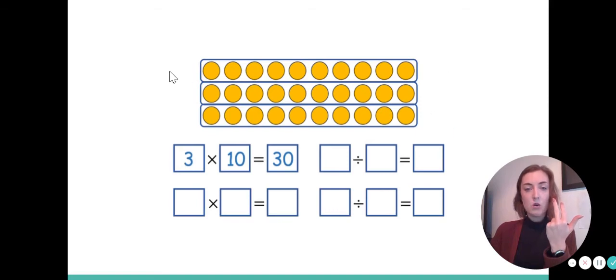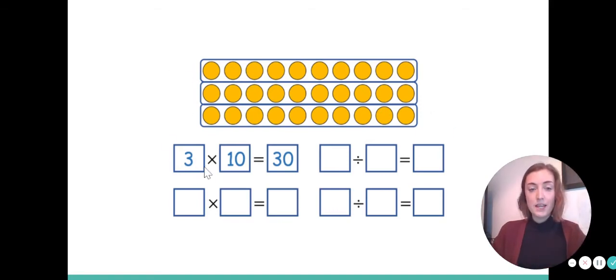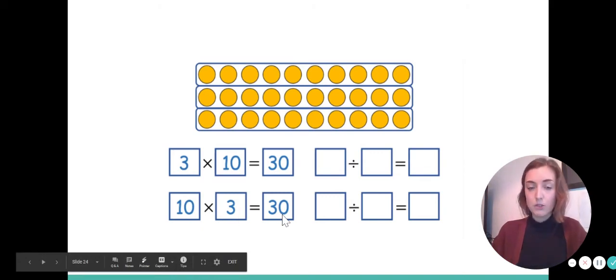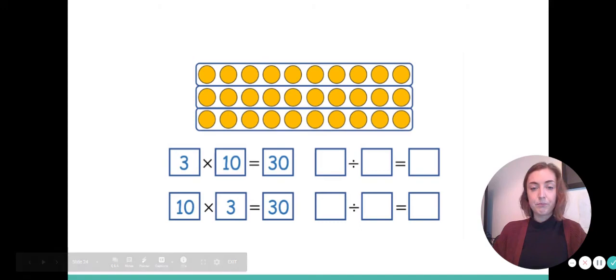You can see I've circled 3 groups of 10. I also know that multiplication is commutative, isn't it? I can swap these two numbers round and my answer will stay the same. If 3 times 10 equals 30, then 10 times 3 also equals 30, because multiplication is commutative.